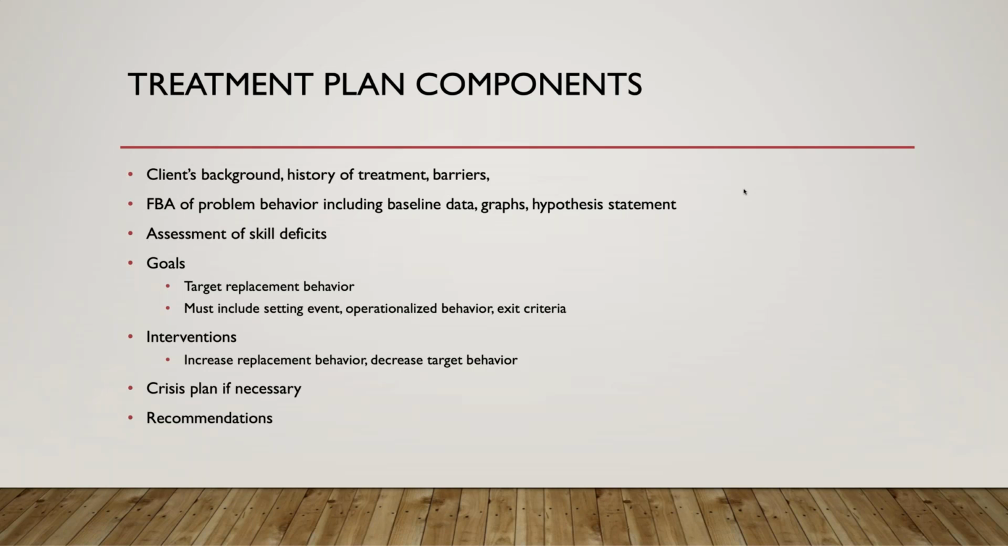For problem behaviors, we want to decrease the actual problem behavior, so hitting and biting will decrease, and then an appropriate replacement behavior we will want to increase. And we need to make sure that we have an intervention for when either of those things happen. So if a client engages in a behavior that's not asking for something when they do want something, how are we going to decrease that behavior, and how are we going to increase them asking for it? We have to have a crisis plan if necessary, and we have to have our recommendations as to service level and what therapy is actually going to look like.